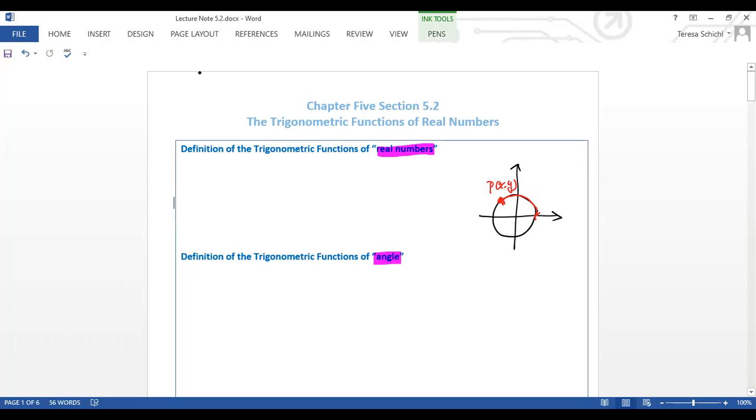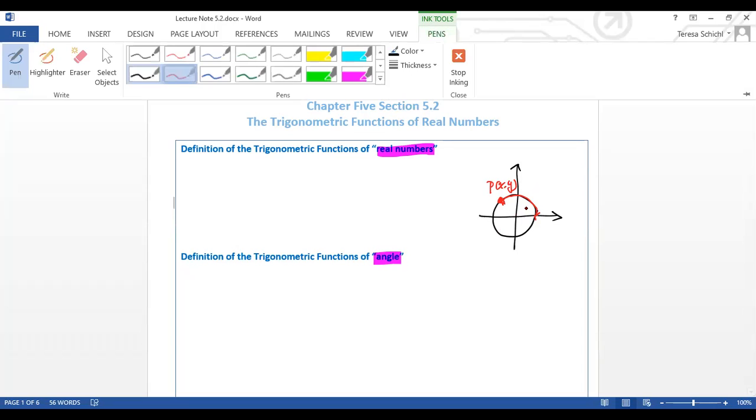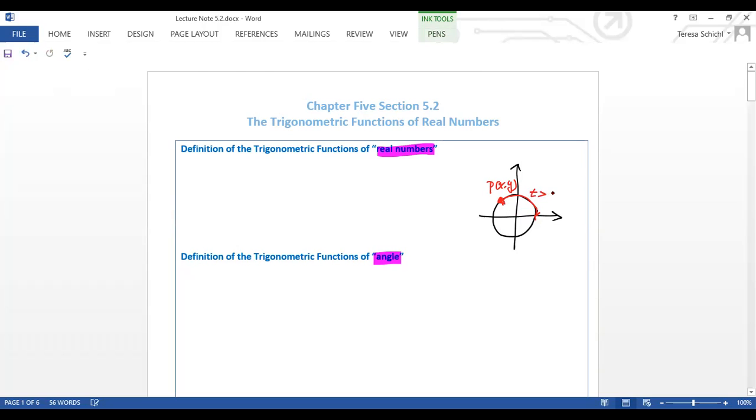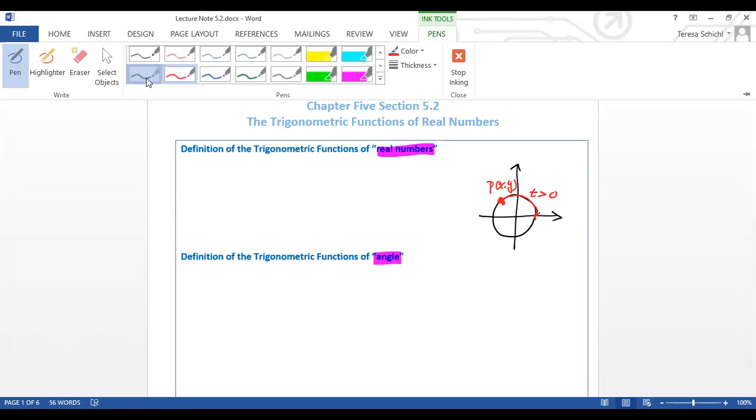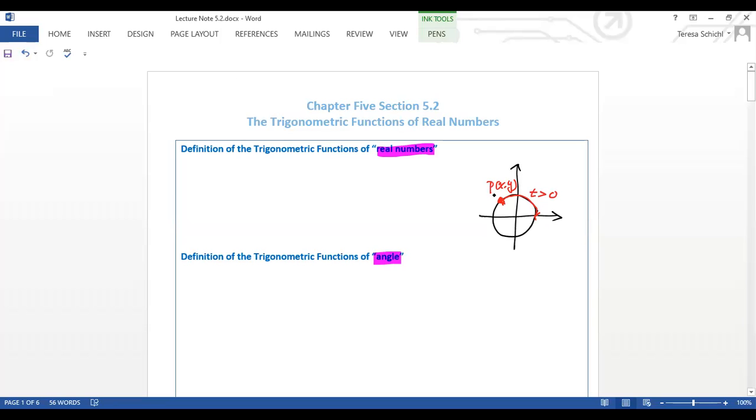So the way we define this: this is the t value, right? If t travels counterclockwise, it is positive; if t is negative, it goes clockwise. From this we know the terminal point, which is where t stops. So we define the trig function based on the real number t.